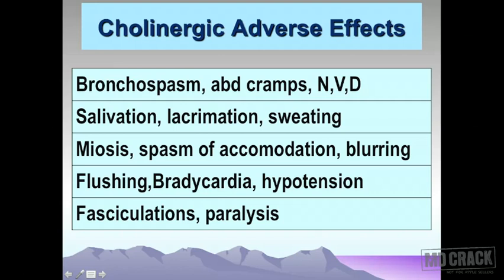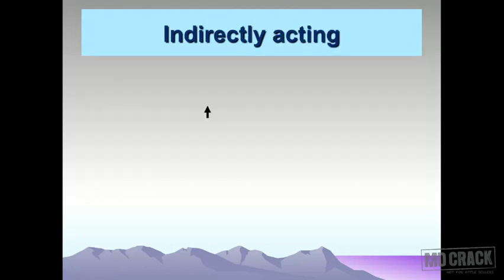It could lead to flushing, and its effect on the heart could lead to myocardial suppression, leading to bradycardia and hypotension. The effects on the nicotinic receptor side are going to be due to the effect on the skeletal neuromuscular junction, and this could lead to fasciculations and paralysis.